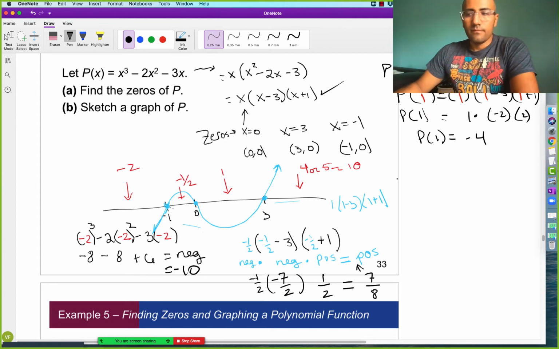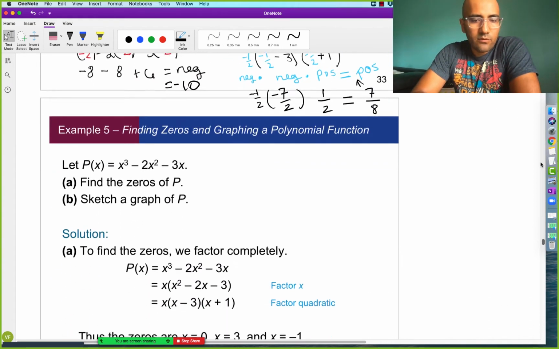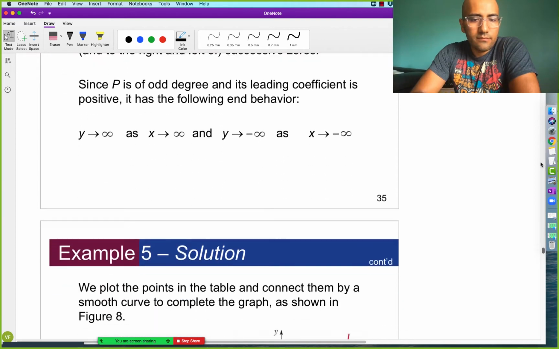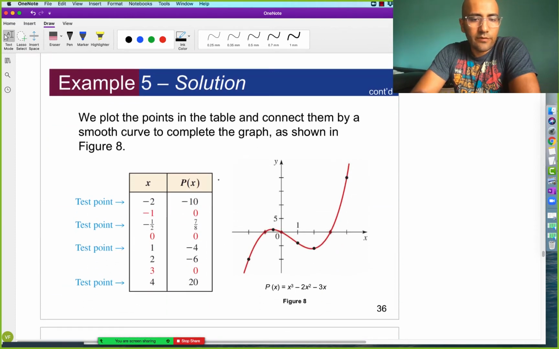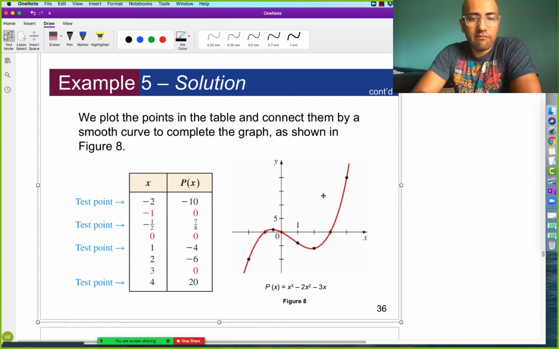Good. Okay, so we get all those points. We can create a table. There's a nice little table over here, same results that we got. So we have our zeros, we have a few other test points. These create these ordered pairs right in here that help us begin to think of our shape.